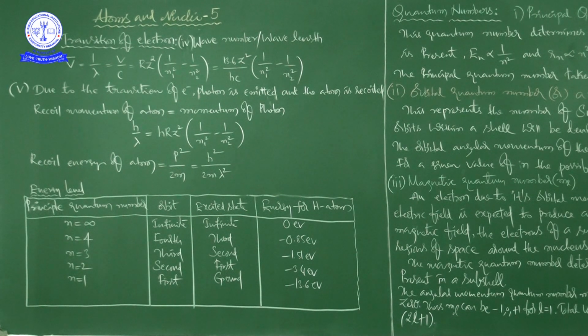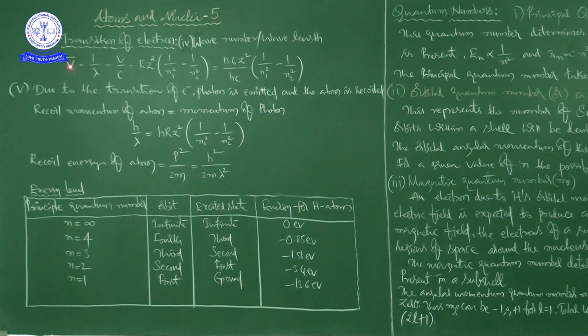And this is nu by c, where nu is the frequency. nu by c is equal to R z square into 1 by n1 square minus 1 by n2 square, that is equal to 13.6 z square divided by hc into 1 by n1 square minus 1 by n2 square. So this term can be replaced with this, that is 13.6 z square divided by hc, okay.